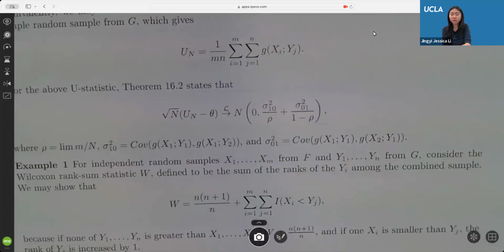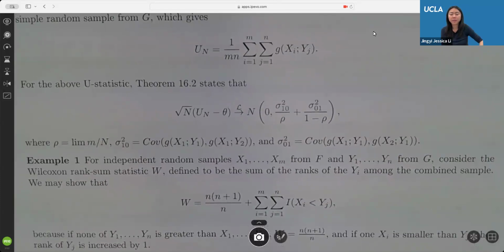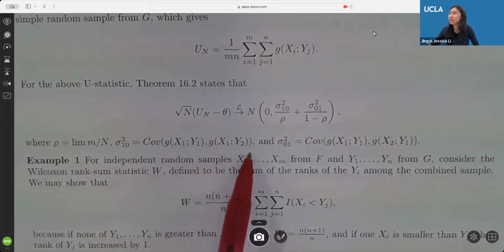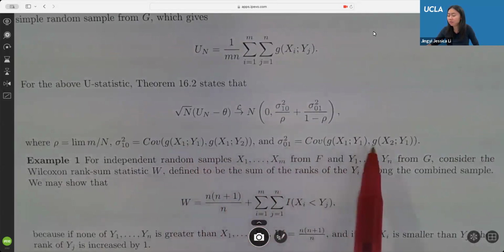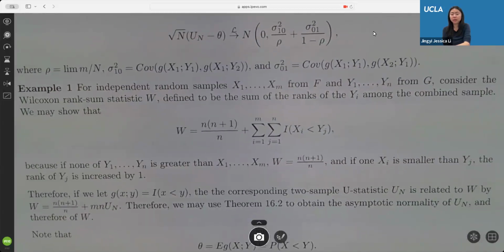So using that theorem, here is the asymptotic variance: sigma_{1,0} squared over rho, plus sigma_{0,1} squared over 1 minus rho. Essentially, sigma_{1,0} squared means that you overlap in the first sample, but you don't overlap in the second sample. And (0,1) means you overlap in the second sample, but not in the first sample. That's the simplified version of that result.